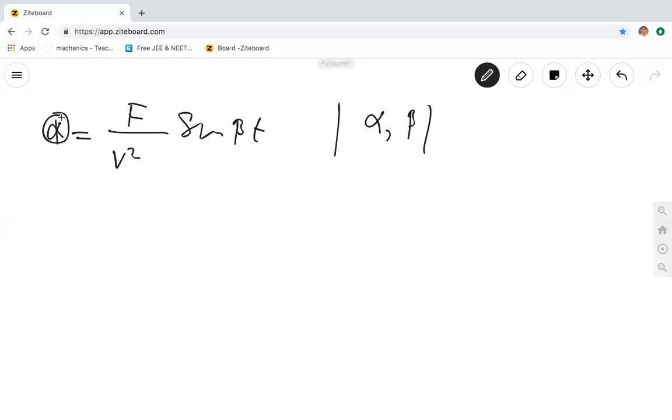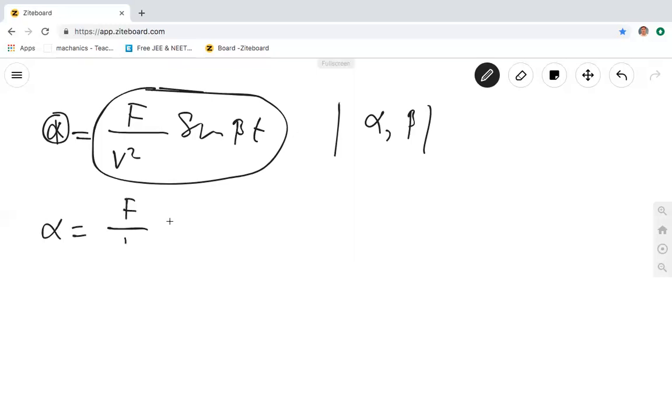Alpha dimension is the same as the dimension of this whole right side, because there is no positive sign to say this plus this and this. Now, alpha dimensions are the same as f by v squared, because sine of beta t is dimensionless. Trigonometric functions are dimensionless. This whole is dimensionless, sine of this.